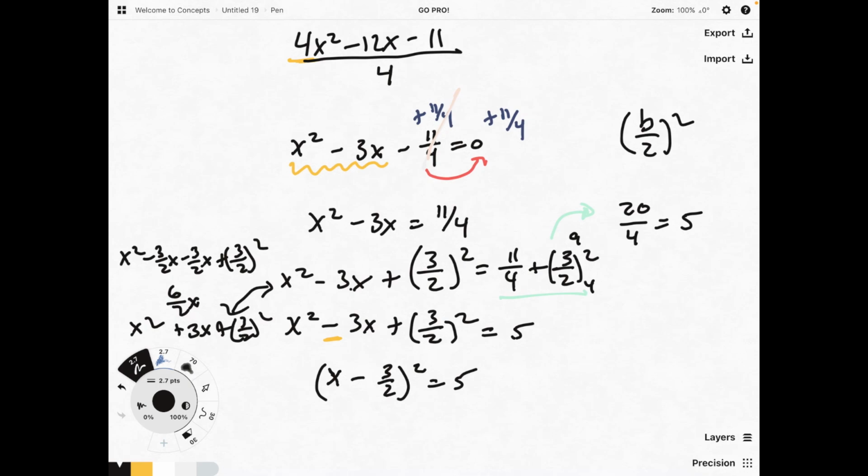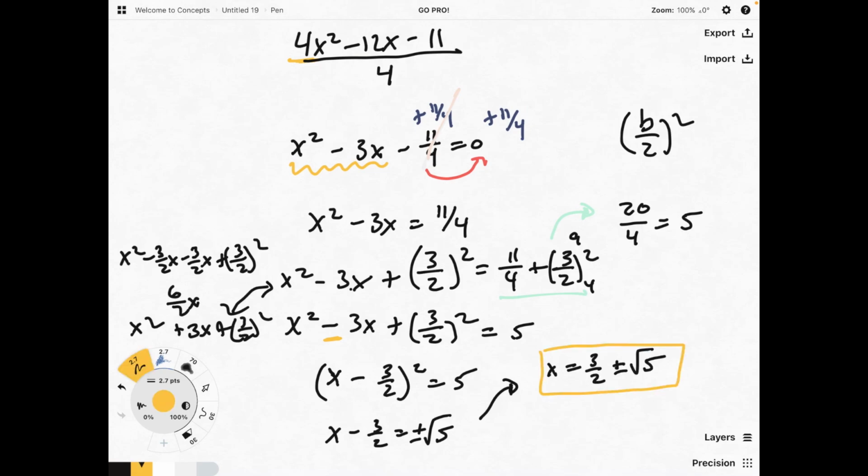So we have x minus 3/2, which equals plus or minus the square root of 5. Solving for x, we have x equals 3/2 plus or minus the square root of 5. And there you have it.